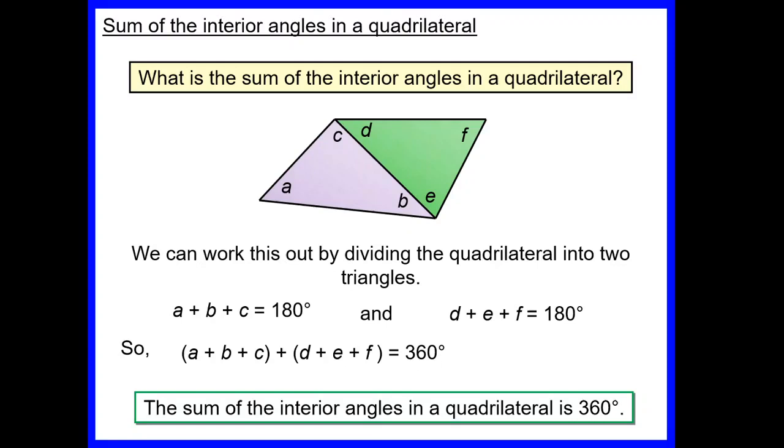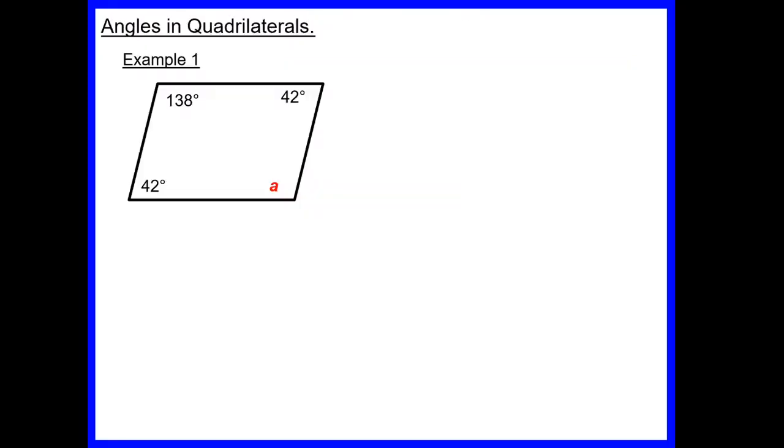So we're going to use that fact today to help us find some missing angles in quadrilaterals. Again, we'll do some examples first. Here we've been given a quadrilateral. We've been told three of the angles inside our quadrilateral. We need to find the fourth. We know that the total adds to 360. So if we add up all of the ones that we know and take that from 360, we should be able to find the one we have left. So 360 minus the 138 plus 42 plus 42. If I add all of those together, that comes to 222. So 360 minus 222 means that A is 138 degrees.